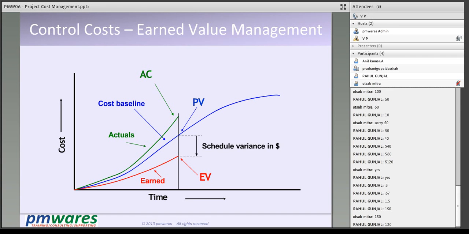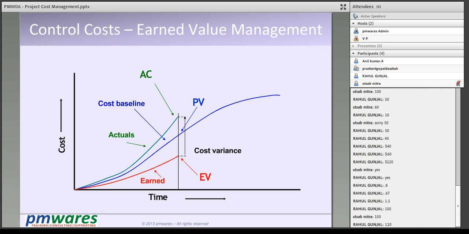This is our schedule variance. We were supposed to achieve this much, but we achieved only this much. And this is our cost variance.